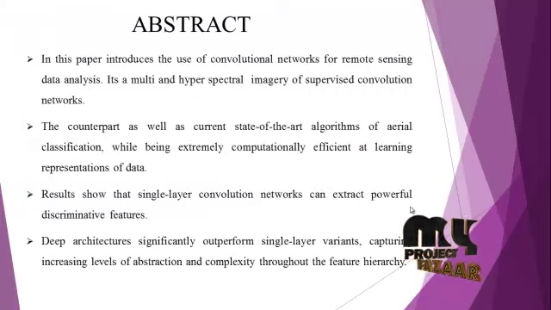Our project abstract is: in this paper, we introduce the use of convolutional networks for remote sensing data analysis. It covers multispectral and hyperspectral imagery, and supervised convolutional networks as the counterpart to the current state of the art algorithms of aerial classification, while being extremely computationally efficient at learning representations of data. Results show that single-layer convolutional networks can extract powerful discriminative features. Deep architectures significantly outperform single-layer variants, capturing increasing levels of abstraction and complexity throughout the feature hierarchy.